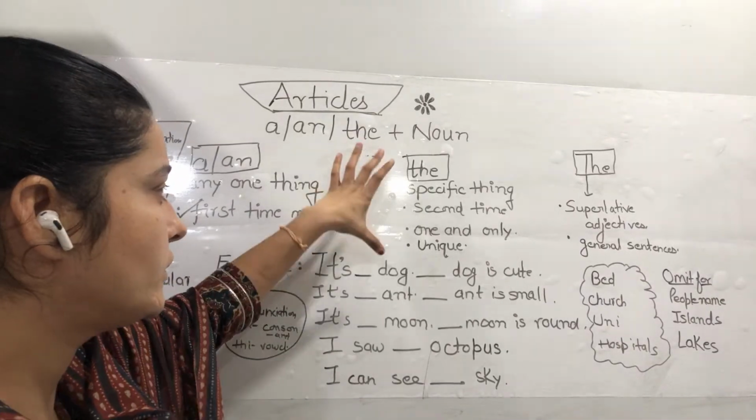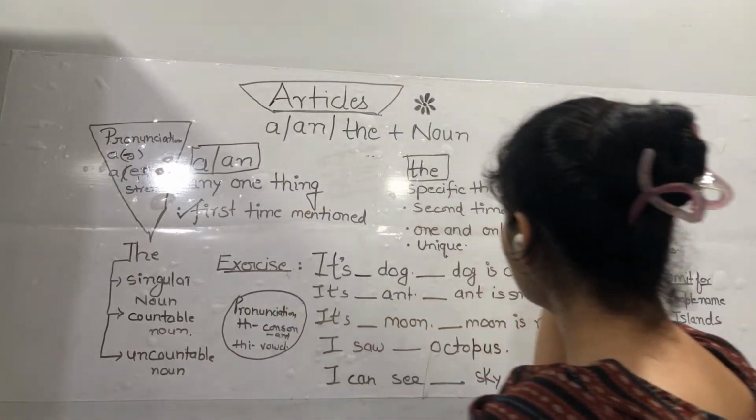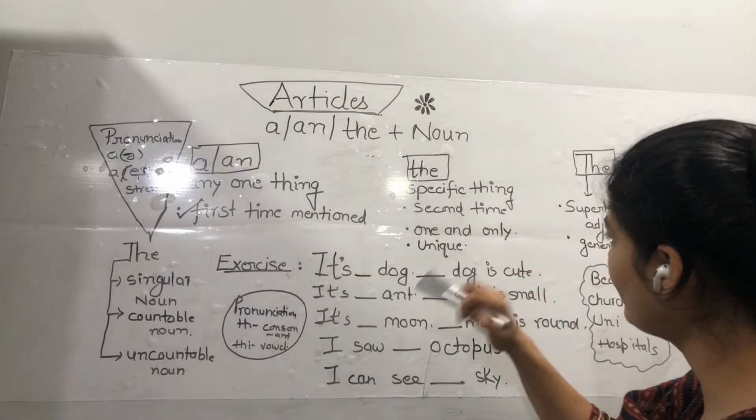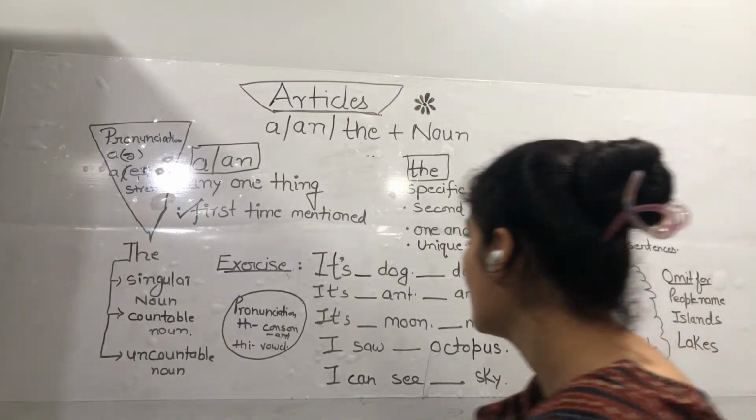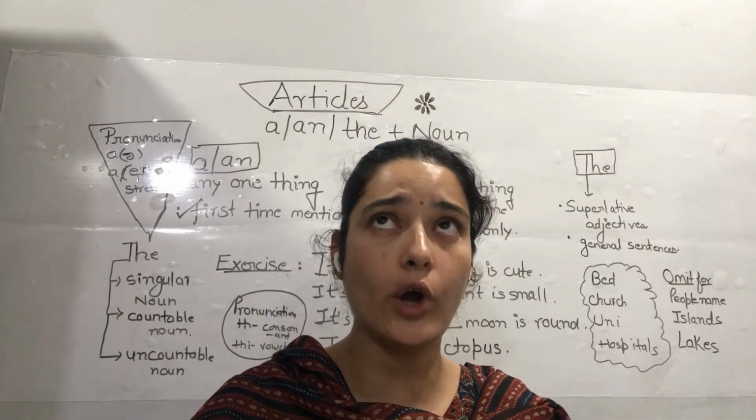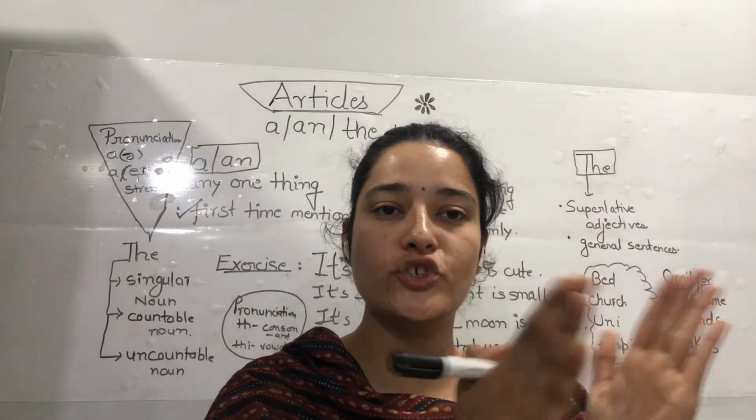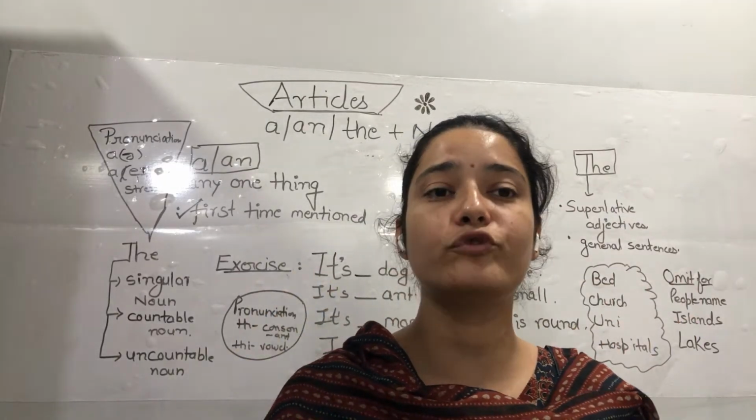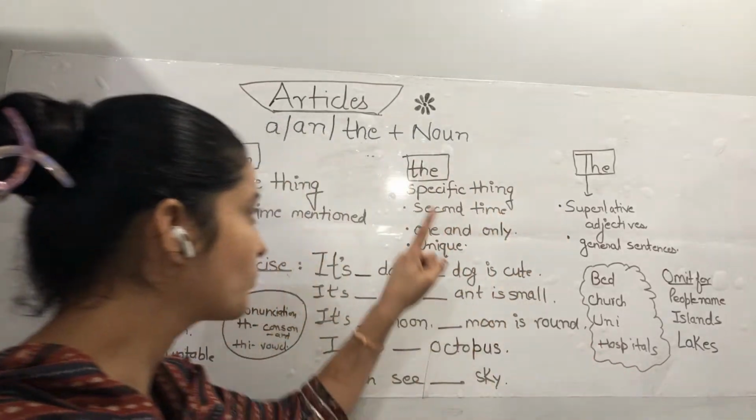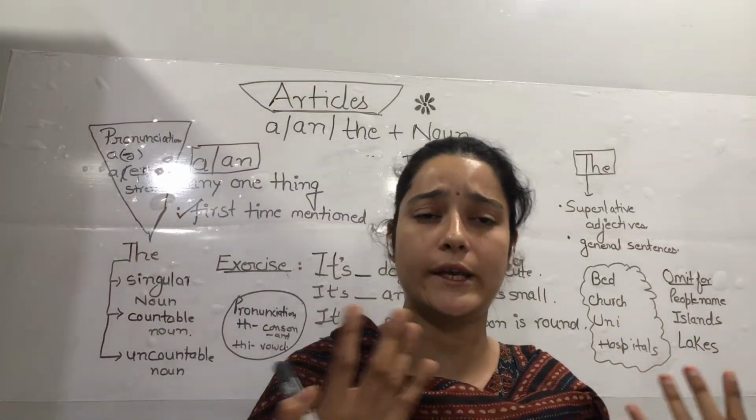So we have to learn this also, because the sentences are mixed, okay? So let's jump in here. Specific thing. Second time. One and only, unique things. Now, what is the second time I told you? If I'm talking about any person and I have already mentioned him, then when I'm mentioning that person again, I have to use the article "the." Okay, so "the" will be used for second-time mentioning of any object, any place, anything.